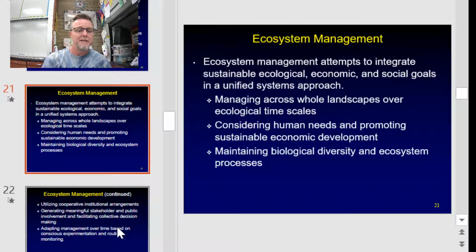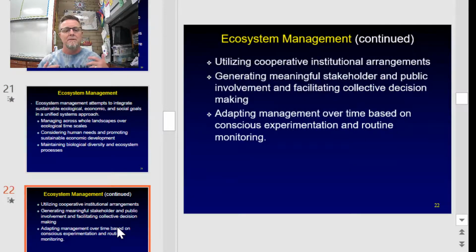So, as we think about ecosystem management, at the end of the day, it's all about utilizing cooperative institutional arrangements. This ecosystem management idea can be complex as we generate meaningful stakeholder and public involvement, facilitating collective decision making. Now, that means you've got to get everybody who's involved in protecting the ecosystem to agree. And sometimes getting two people to agree on anything can be as hard as pulling teeth.